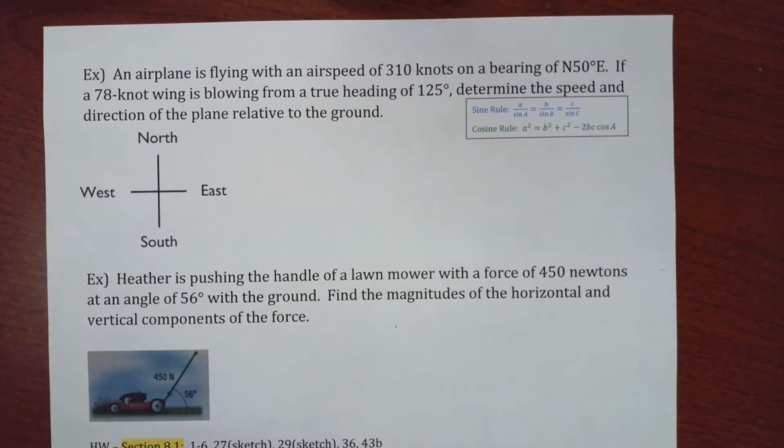All right. Okay, so I got an airplane flying with an airspeed of 310 knots. So that's nautical miles per hour. No, nautical, not nautical. It's not on the ocean. Never mind. 310 knots. And bearing of 50 degrees east of north. So let's see.